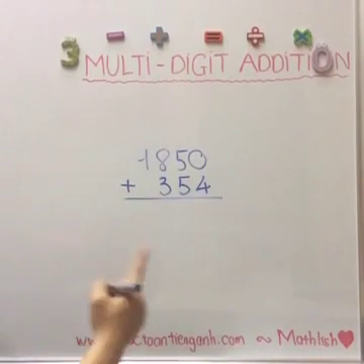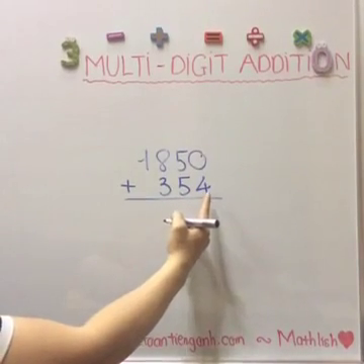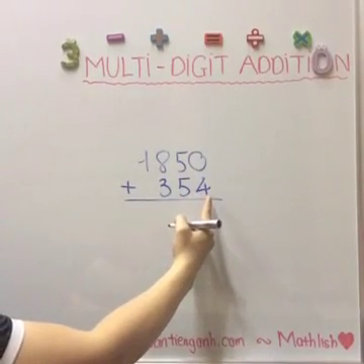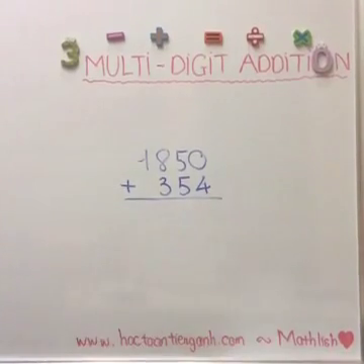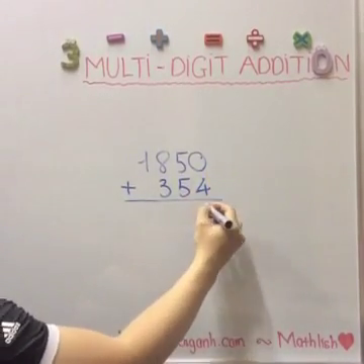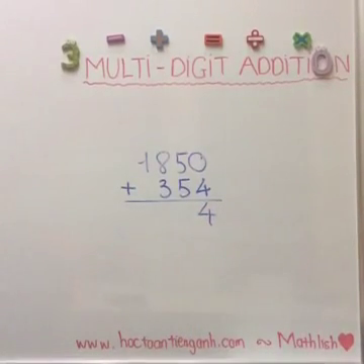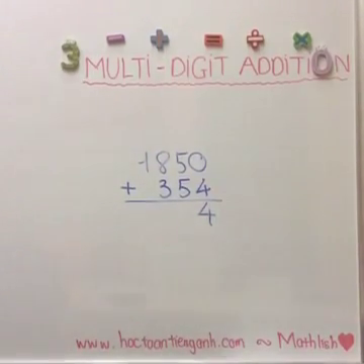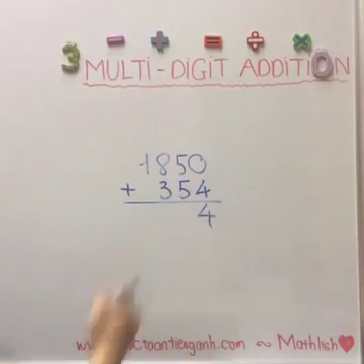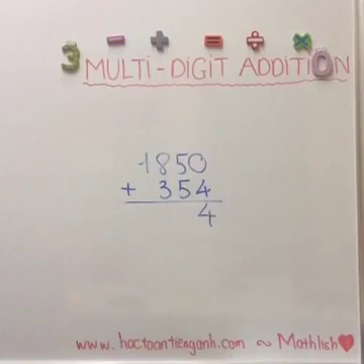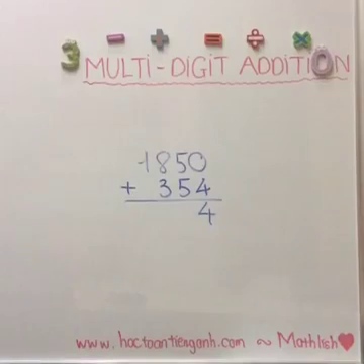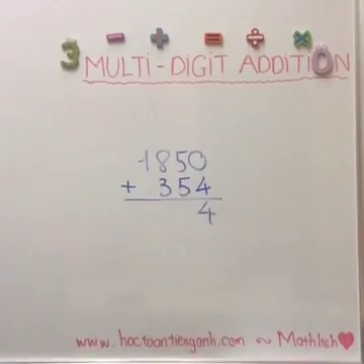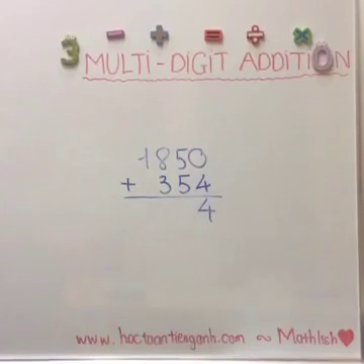Again, we always start by adding the digits in the ones place. 0 plus 4 equals 4. So a 4 goes in the ones place of our answer. Now we move to the next place to the left, the tens place. And here comes the tricky part. If you add the digits in the tens places, 5 plus 5, you get 10.